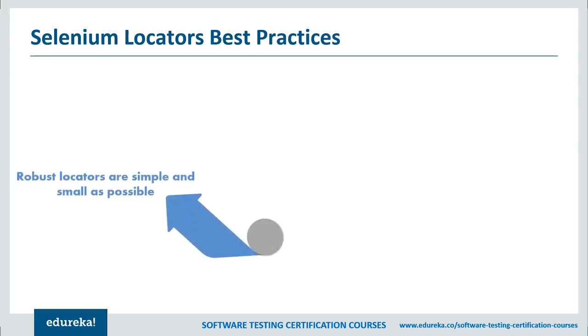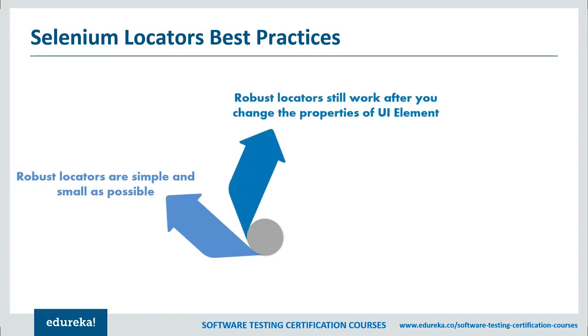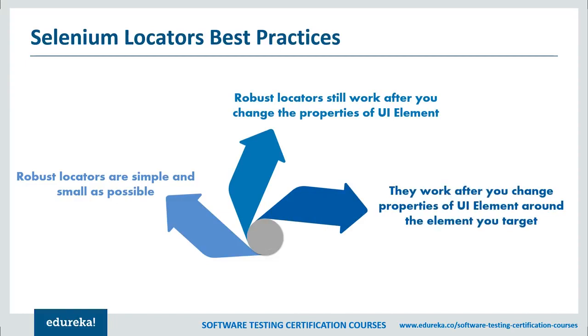So these are some of the best practices for locators. That is, they are as simple and small as possible, and they work even after you change the properties of the UI element, and even after you change the properties of the UI elements around the element you target. Sounds much easier, right? So if you want to learn more about locators, waits, and XPath, and more about the Selenium basics, you can check out the playlist for Selenium videos and you can find and master all these things.